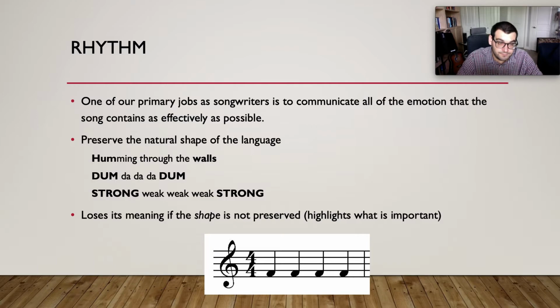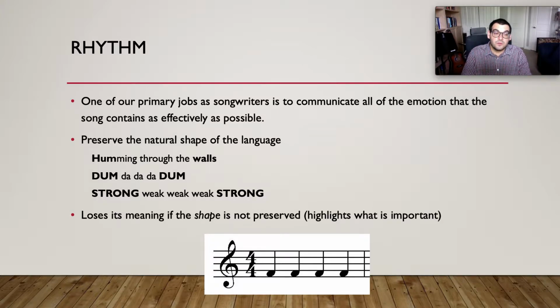All right, so rhythm. One of our primary jobs as songwriters is to communicate all of the emotion that the song contains as effectively as possible. We want to preserve the natural shape of our language. So, for example, in our song that we looked at the other week, a song about magnets, remember? Dreaming about magnets. Humming through the walls. Dum, da, da, da, dum. Strong, weak, weak, strong, weak, weak, weak, strong. Humming through the walls.